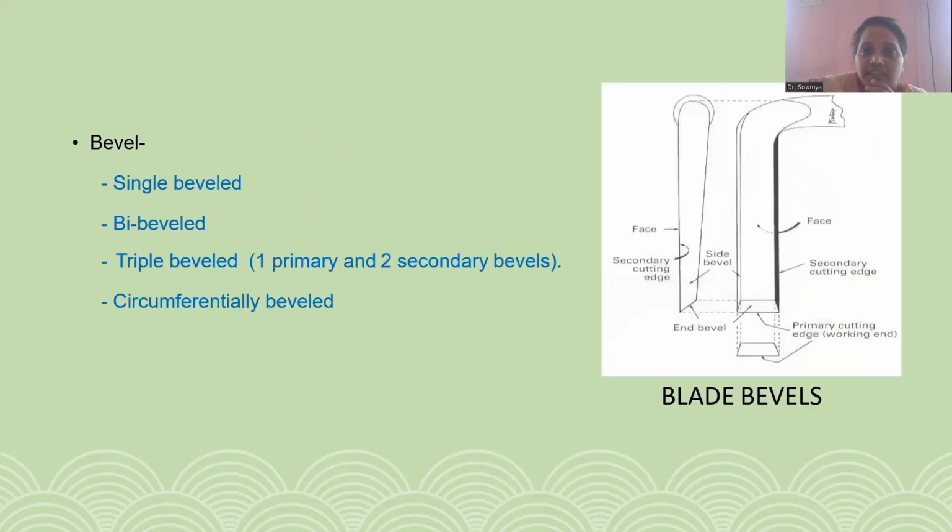Next, coming to bevel. Beveling of the blades might be either single beveled, bi-beveled, triple beveled, or circumferentially beveled. Beveling is something like a blunting of the cutting edge on one side. That is known as beveling. It can be either single beveled, bi-beveled, triple beveled, or circumferentially beveled.